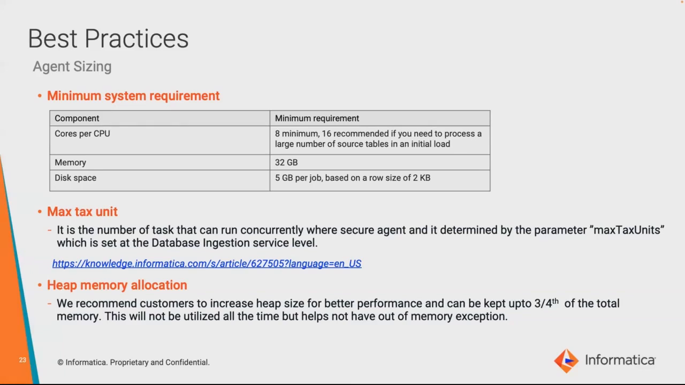And then heap memory allocation. We have seen cases where users get out of memory exceptions. We typically recommend that users increase the heap size and keep it close to 2/3 or 3/4 of the total memory. The memory that you are allocating for heap size won't be fully utilized at all times, but this helps make sure that you are not hitting the ceiling and not running into out of memory exception use cases.